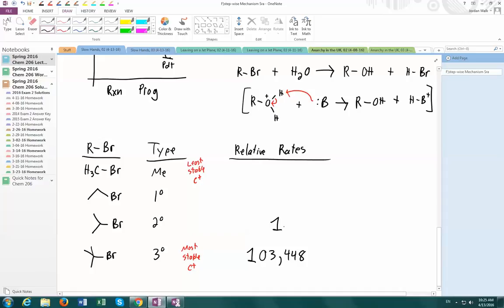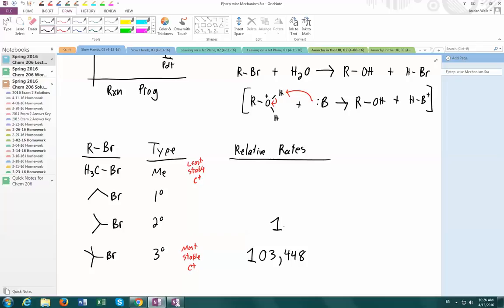So between a secondary and a tertiary carbon, is it saying that it's 103,448 times more likely to form with that particular atom, or it happens 103,448 times as fast? It's faster. So it's about 100,000 times faster, which means at the end we're going to have that many times more products that will have formed.